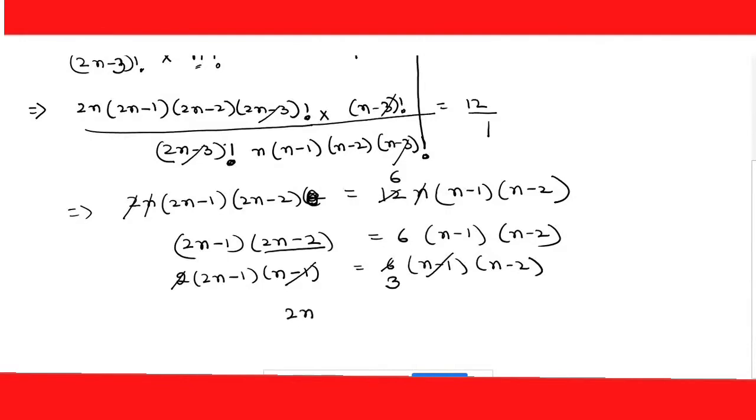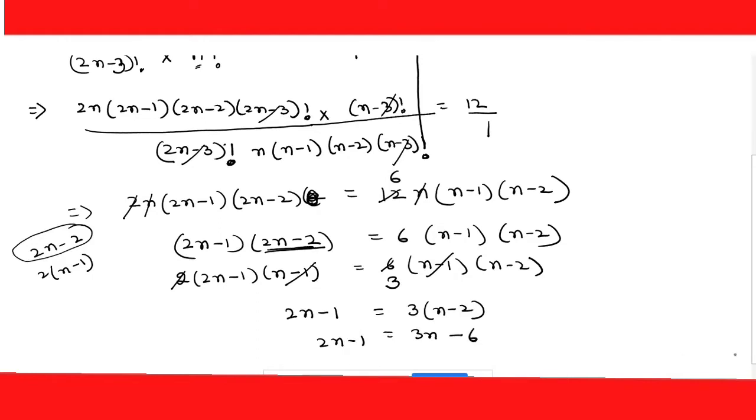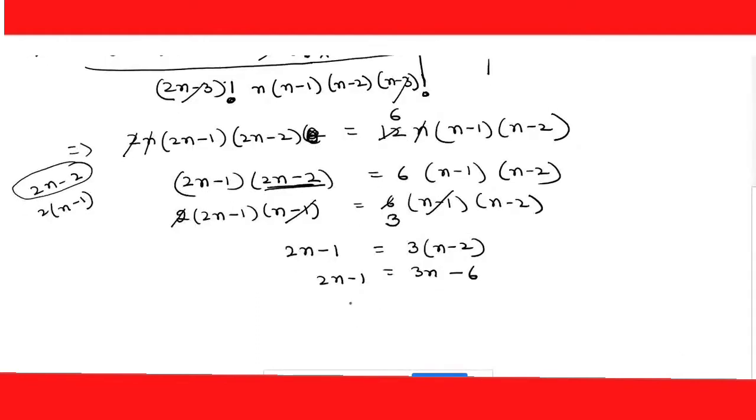If you take 2 common in both these, then it will be 2 and it will not be 2n minus 1, right? If we first take common from this, it becomes 2 and n minus 1. If we take common, clear? 3 n minus 2. So 2n minus 1 equals 3n minus 6. Please revise these questions. It seems easy, but they are not easy. Now what's the answer? 5.